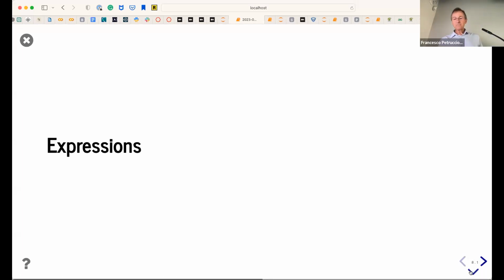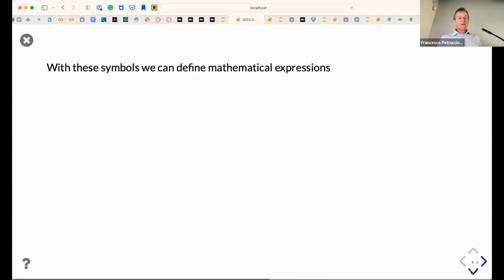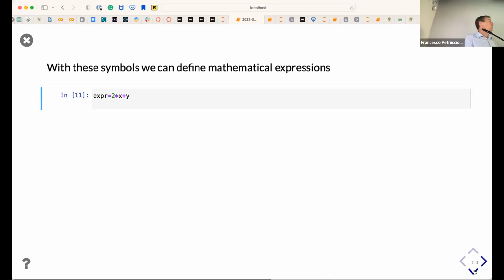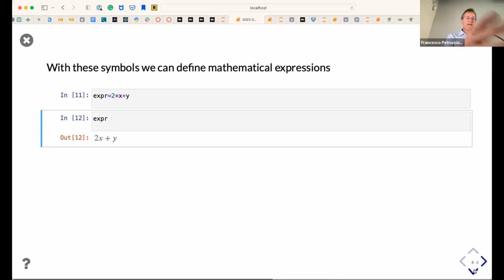Yeah, and the best way to do it. Let's see, for instance, we want 2 times x times y. And of course, if I type an expression, it will be 2 times x plus y. So this is 2 times x plus y in SymPy.